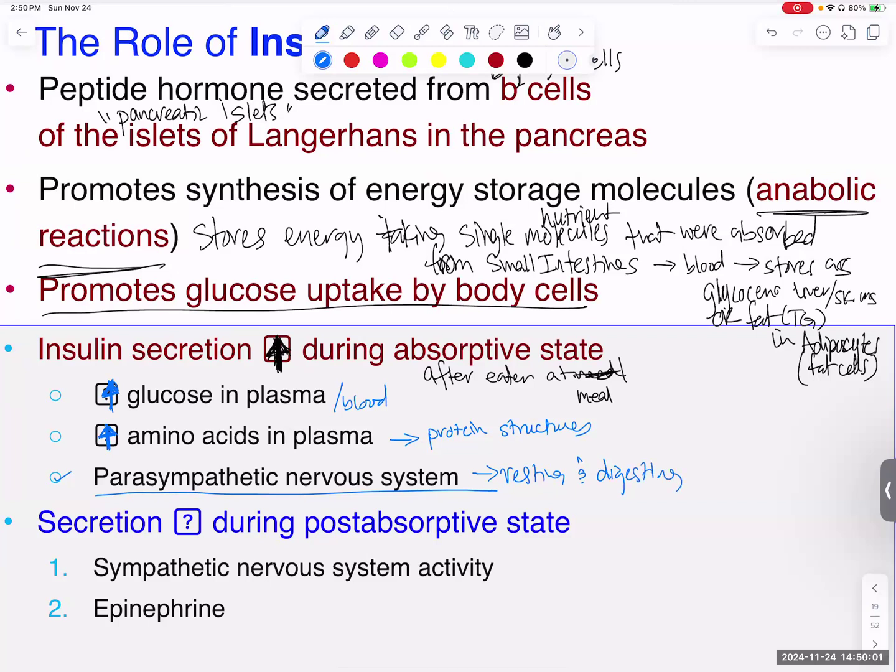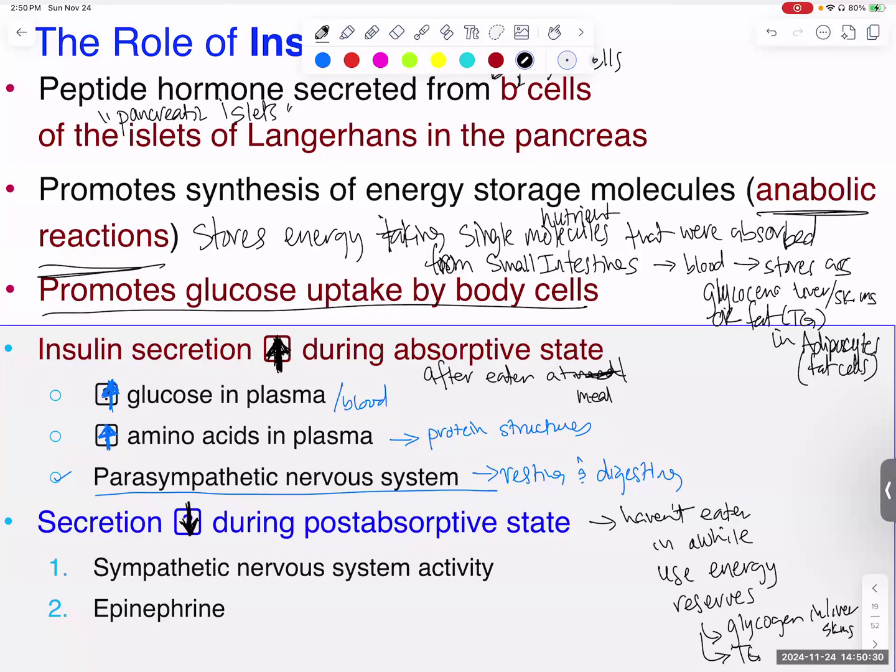Now, insulin secretion is going to decrease during the post-absorptive state, so you haven't eaten in a while, and you're having to use energy reserves. And what does that mean? Energy reserves, either glycogen in the liver or skeletal muscle, or triglycerides in fat cells. So you're going to call upon those stored nutrients. And this is where the sympathetic nervous system is utilizing stored energy.